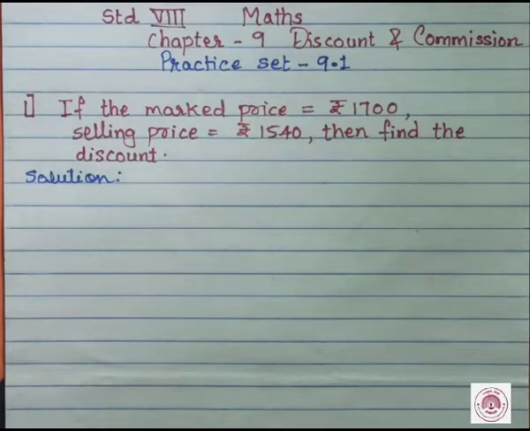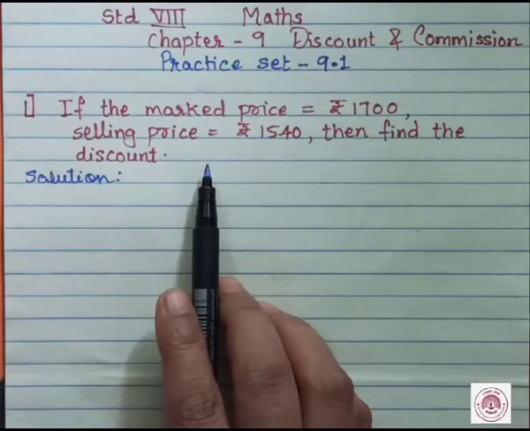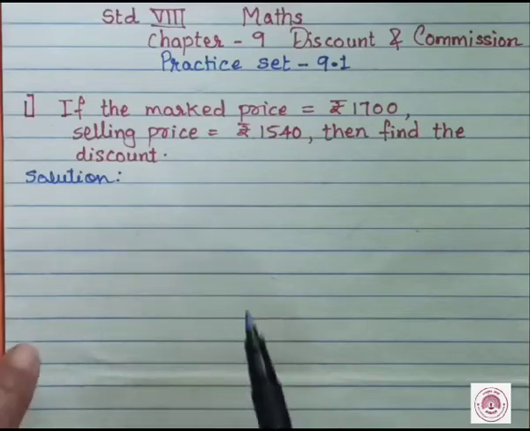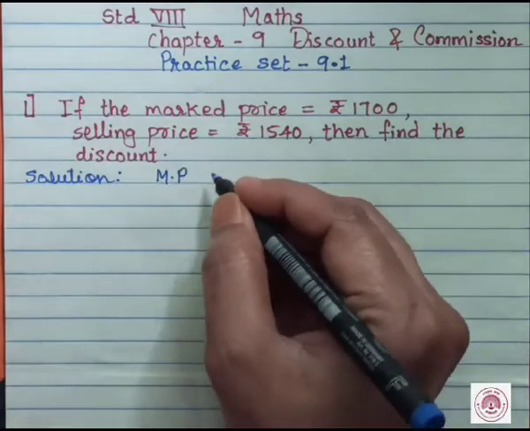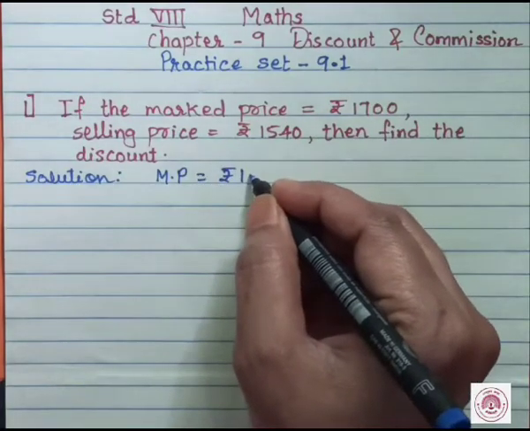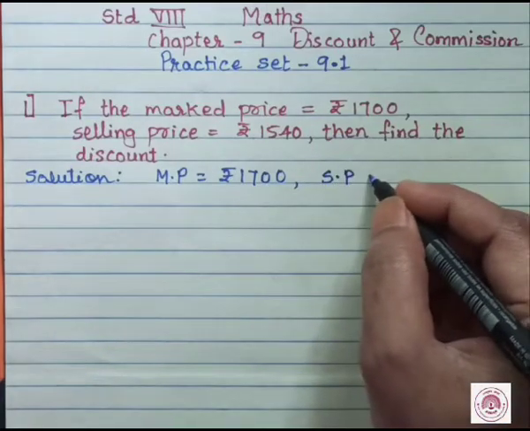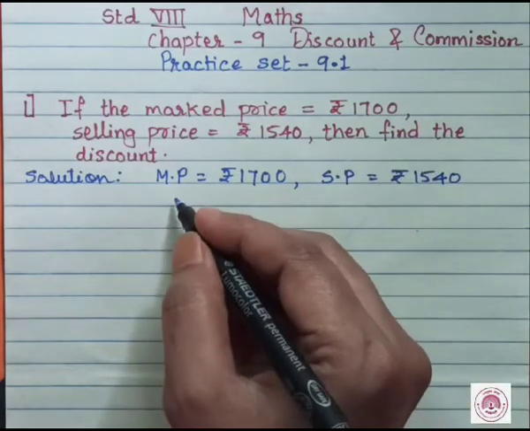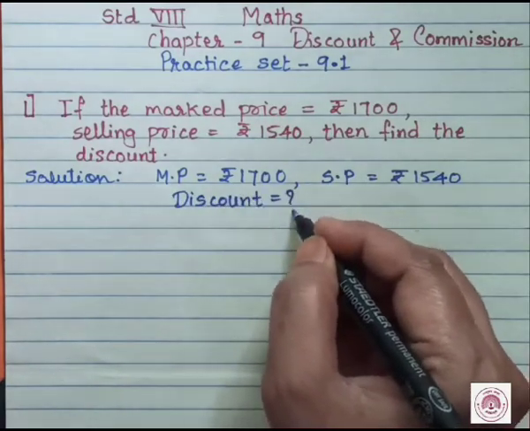Today we will solve practice set 9.1. Now here the question is, if the marked price is equal to rupees 1700, selling price equals to rupees 1540, then find the discount. Okay, so first we will write down the given. Marked price, that is MP, is equal to rupees 1700. Selling price, we can write it as SP, is equal to rupees 1540. So we are finding discount. So discount equals to question mark.